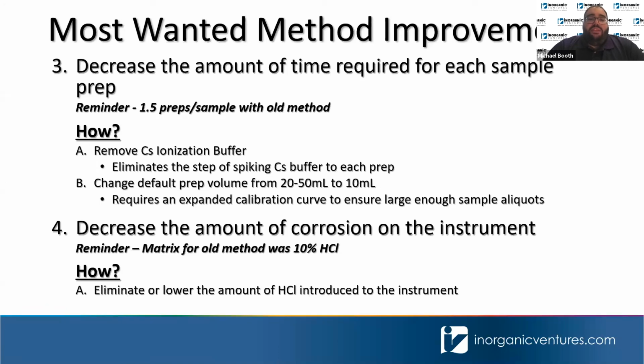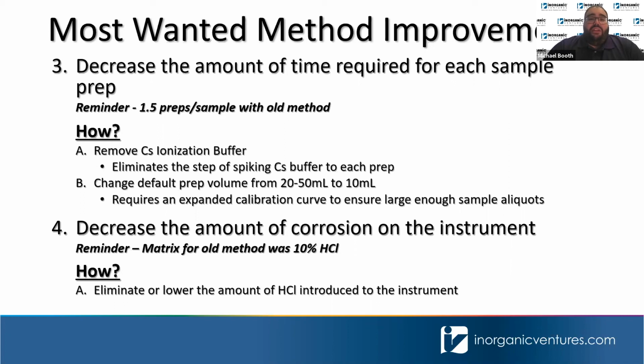We're going to remove the cesium ionization buffer. As Thomas mentioned, cesium ionization buffer was added to everything, the calibration standards and the samples. So what we were doing before was aliquoting our sample and then spiking cesium into it. So if we eliminate that spiking step, it should save us some time.